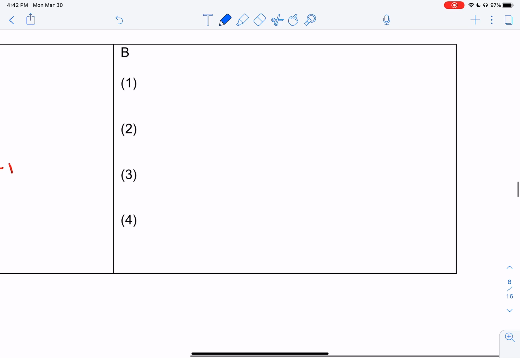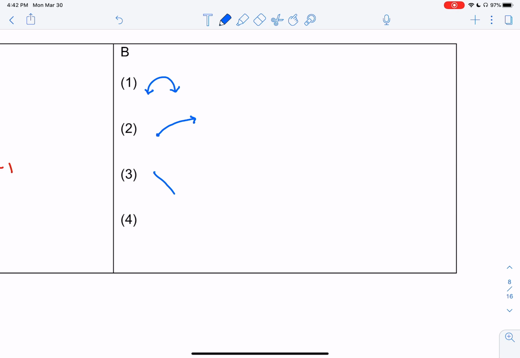Let's go to B. It's going to be very similar. Let's just sketch real fast what the graphs look like. Nothing fancy, just a quick sketch. The first one has a frown. Number 2 has an eyebrow. Number 3 has a V. And number 4 has the snake S graph, possibly going the downhill slope though.